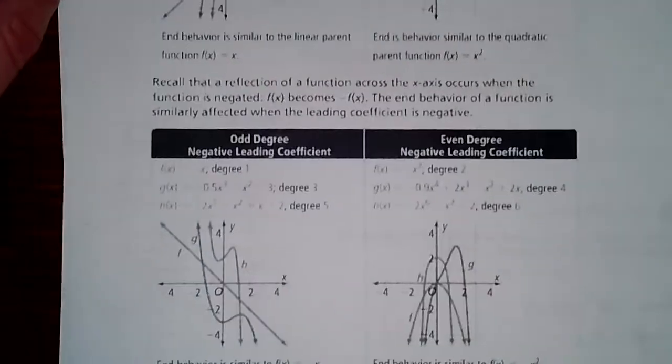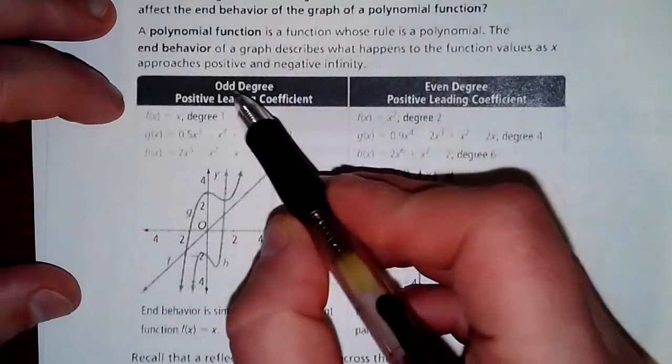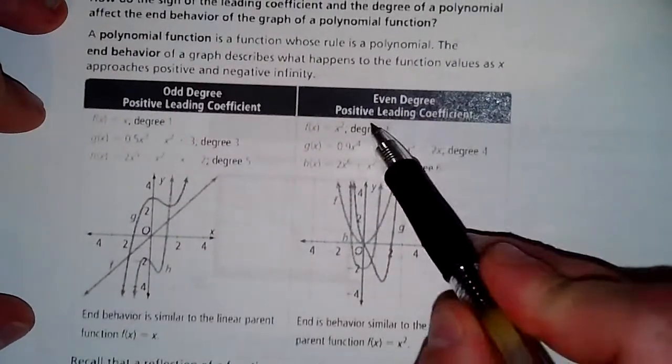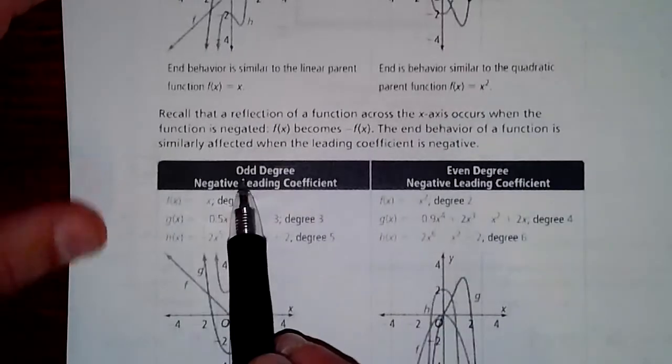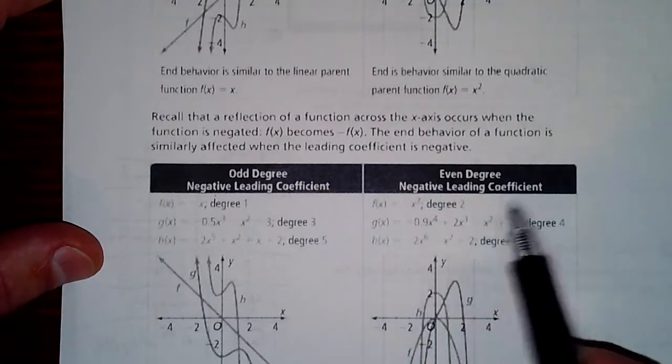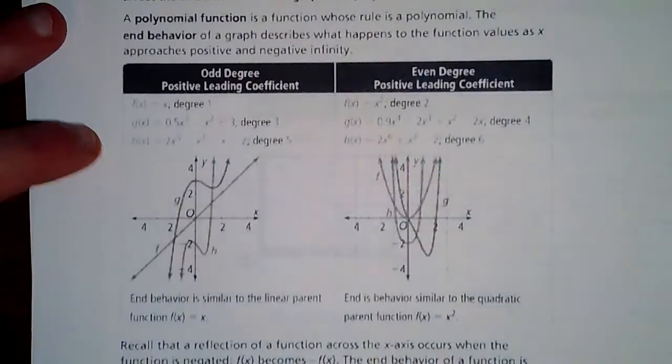If you look at all 4 of these boxes on your notes, you have odd degree, positive leading coefficient; even degree, positive leading coefficient; and then the opposites would be odd degree with a negative coefficient and even degree with a negative coefficient. So let's start with the first scenario here.